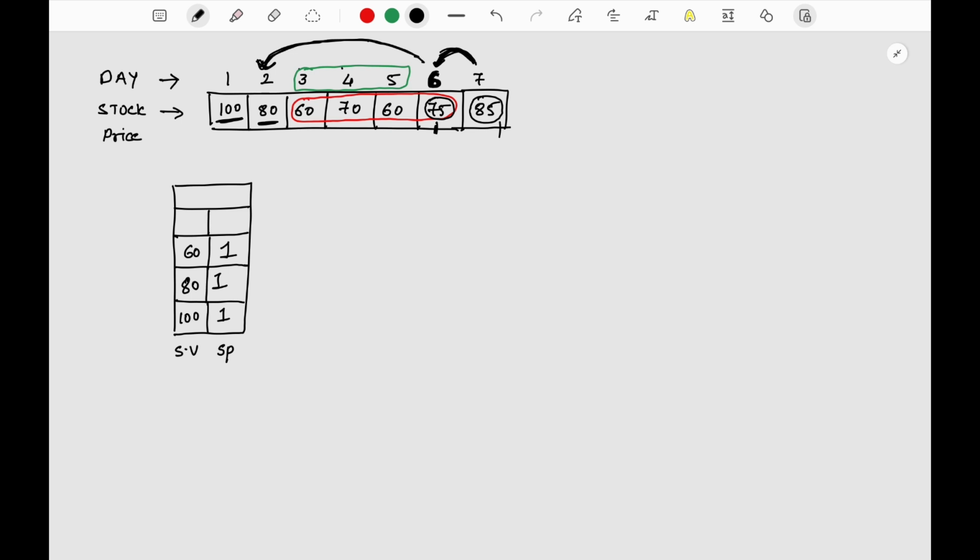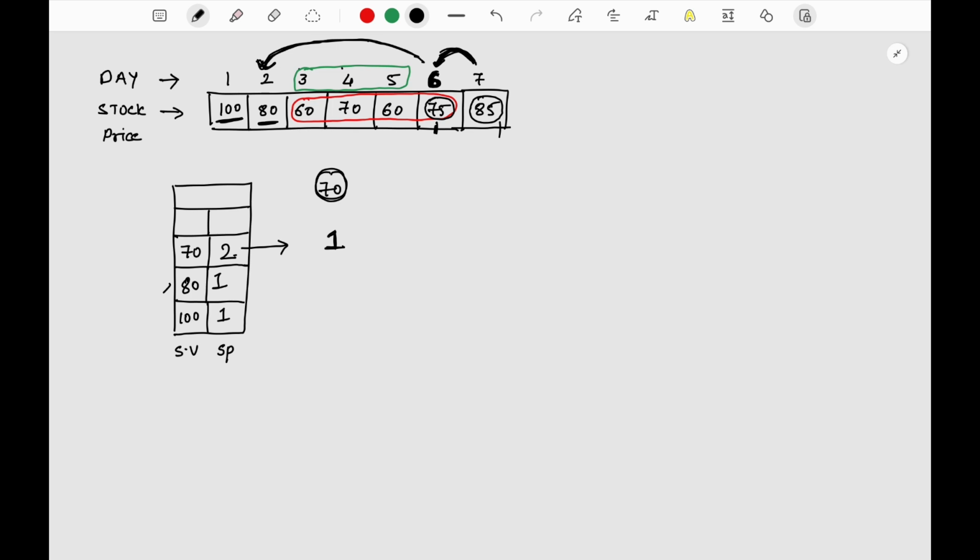Then for 70, we will first check with the top of the stack, which is 60. So 60 is smaller, so we will include this 1 in the span of 70. And then we will remove this element from the stack. Then we will compare the next top, which is 80. Condition of span will fail. So we will now push the current stock value, that is 70, and the span, which is 2. So the span, whatever we calculate, will always be one more. Why? Because we have to include the current day also in the span.